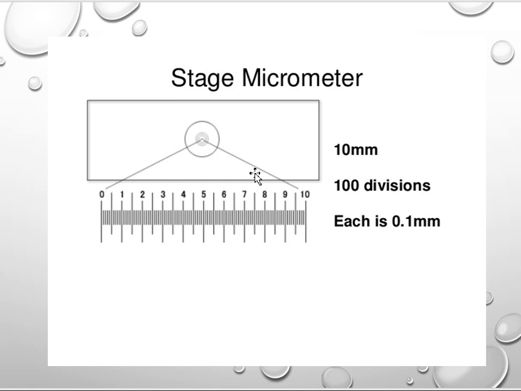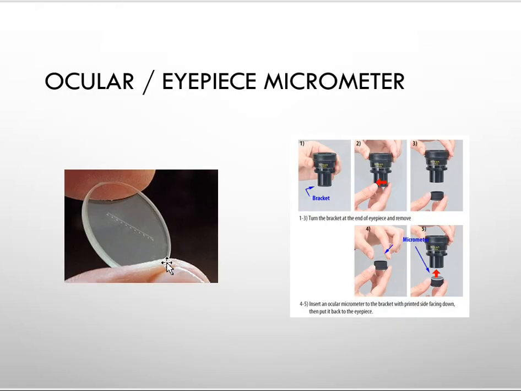Alright, from 0 to 10, this is the stage micrometer. Whenever you are seeing in a microscope, it will appear like this in the magnified image. Then you have the ocular or eyepiece micrometer, which is to be placed in such a way. It is of this kind.